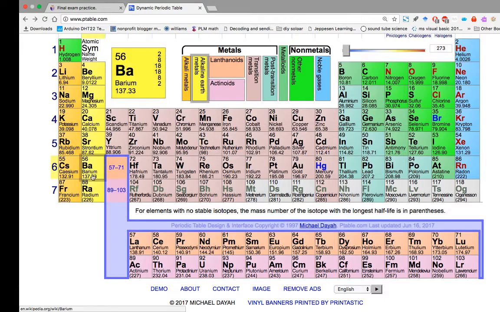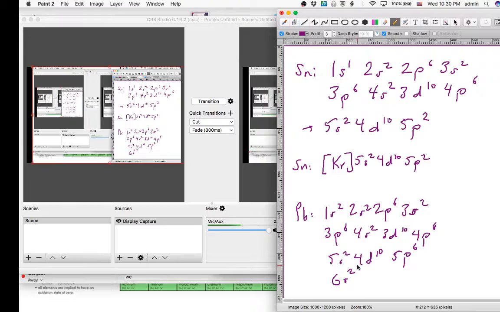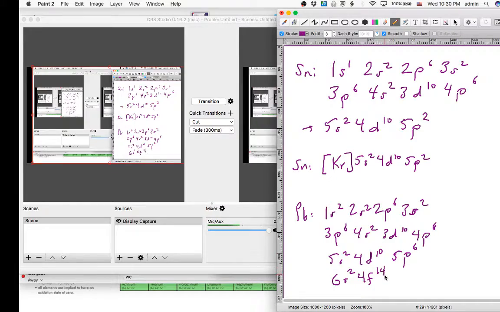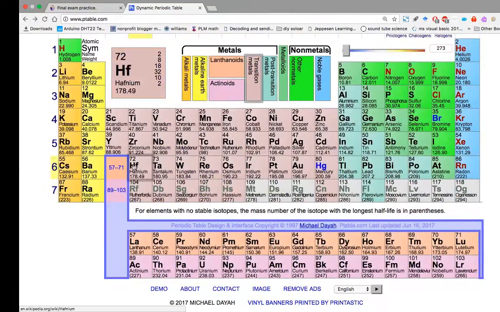So this was 6s, right? These are not 6f. These are 4f, right? So these are 6s and these are 4f. So it goes 6s2, 4f. Now, if I count these, there are 14 of them. So 4f14. And then after I get to the 14th one here, next atom is hafnium.